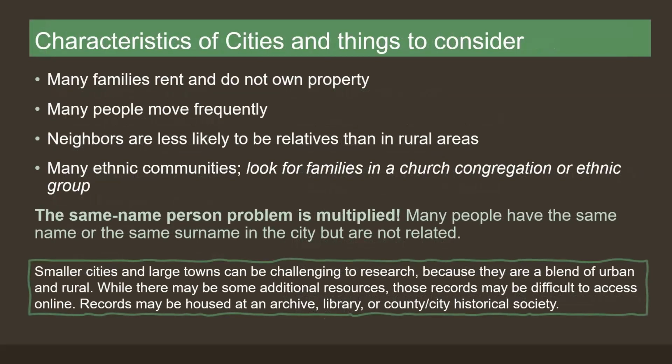Things to consider: many families don't rent or own property. Many families move frequently from year to year depending on what neighborhood they're in. Neighbors are less likely to be relatives than in rural areas, and we have the same name person problem. Now, there's a little bit of a dichotomy between smaller cities and larger towns. There can be a challenge where you get fewer records, but often you can lean into some of these additional records in smaller cities, as opposed to big cities, where we're going to talk about lots of different records today.